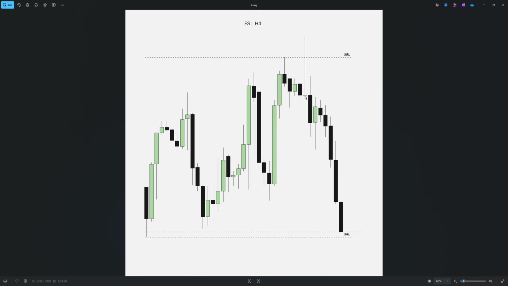So if this is a 6 o'clock candle, this would be 2 o'clock, this would be 2200 and then 1800 or something like that.